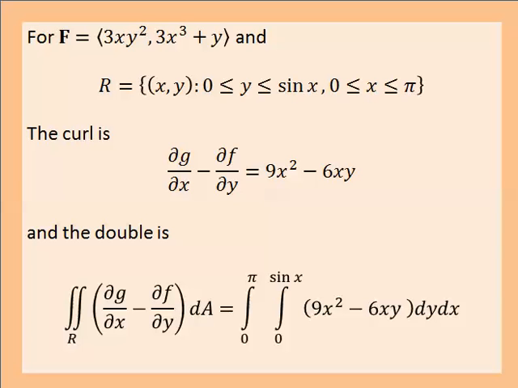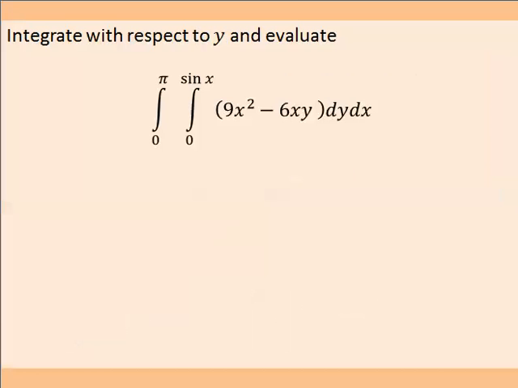For this vector field, the curl is 9x squared minus 6xy, and the double integral is the double integral of the curl, where y goes from 0 to sine x and x goes from 0 to pi. We first need to integrate with respect to y and evaluate.